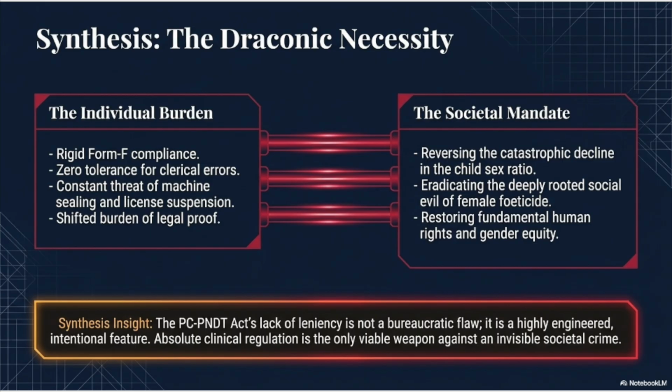Bringing this together, the individual burden of rigid Form F compliance, zero tolerance for errors, the threat of machine sealing, and the shifted burden of proof connects directly to the larger societal mandate of reversing the decline in child sex ratio, eradicating female foeticide, and restoring gender equity. This lack of leniency is not a bureaucratic flaw, it is an intentional feature, because absolute clinical regulation is the only viable weapon against an invisible societal crime.